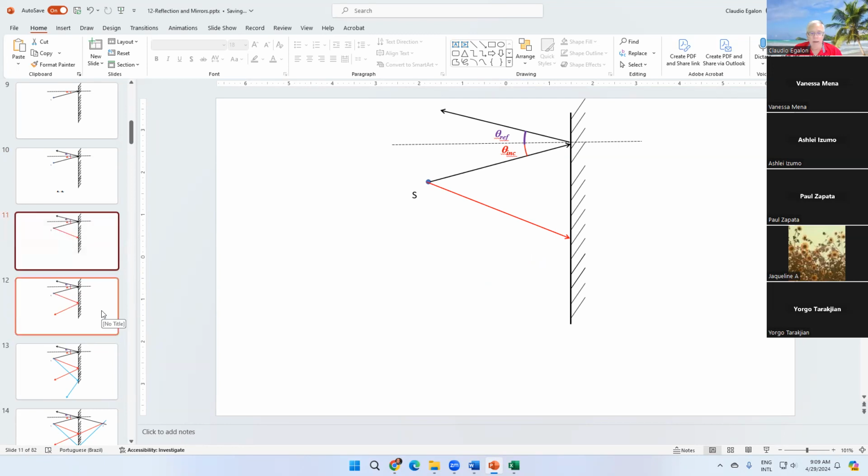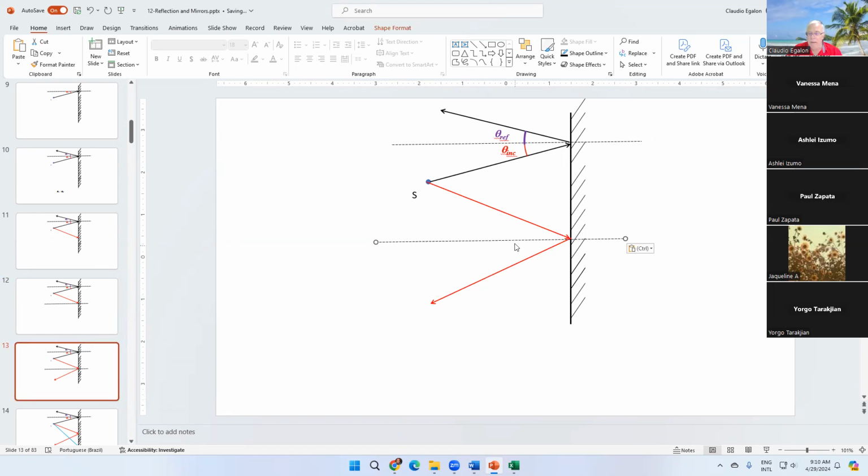The second light ray is undergoing reflection as well, just like the other one. And just like before, the angle of incidence is going to be equal to the angle of reflection. That's what you're going to see right in here. This angle of reflection is equal to this angle of incidence. We can also draw a third ray, but you don't need to.